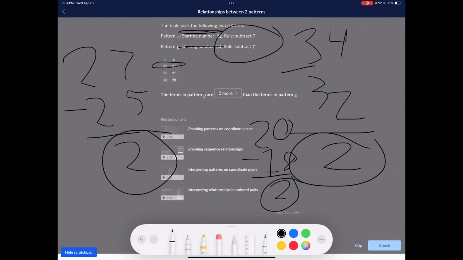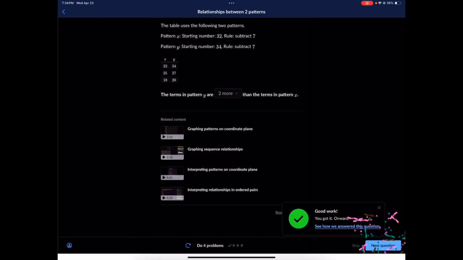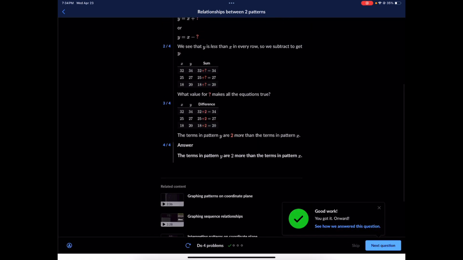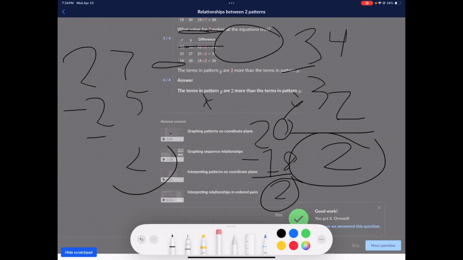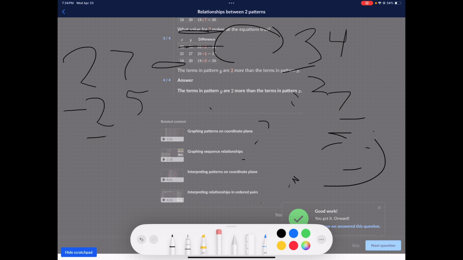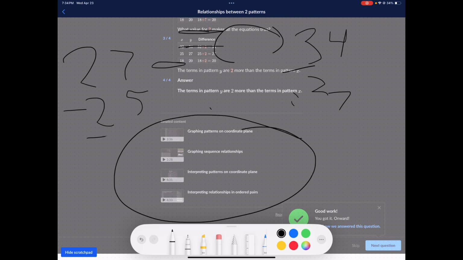What if this was the terms in pattern X are blank than the terms in pattern Y? What would that be? Well, that would be equivalent to less, not more. So this would be our answer. We can check our answer. Here we go. If you got that right, good job. If you didn't, here are the videos. There are plenty of them to show. There are 4 of them. So if you don't want to watch them, just go ahead and ask me.